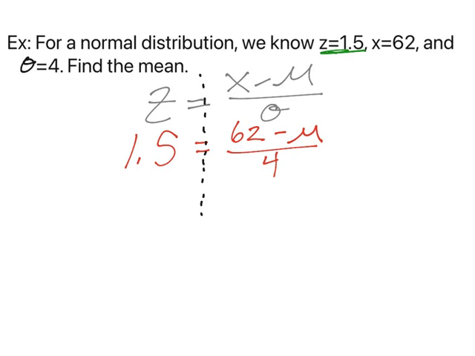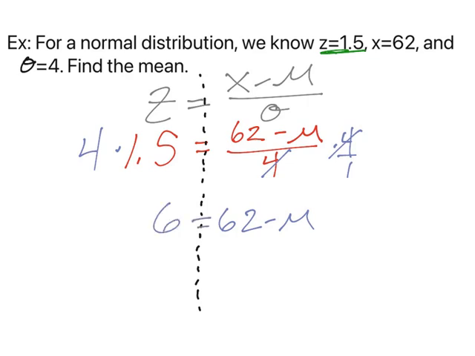Now we know solving equations, whatever you do to the right side of the equal sign, you have to do the same thing on the left. So the first thing we want to do is get rid of that fraction. So I'm going to multiply both sides by 4. Because on the right side, the 4's will cancel out, and I'm just left with 62 minus mu all over 1, which is basically just 62 minus mu. 4 times 1.5 is 6.